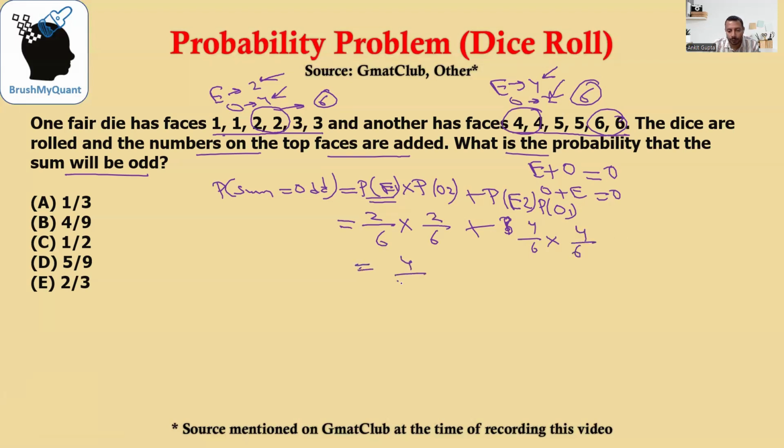So this is equal to 4 divided by 36 plus 16 divided by 36. That becomes 20 divided by 36. You can cancel by 4. So this becomes 5 by 9. So the answer will be option number D.